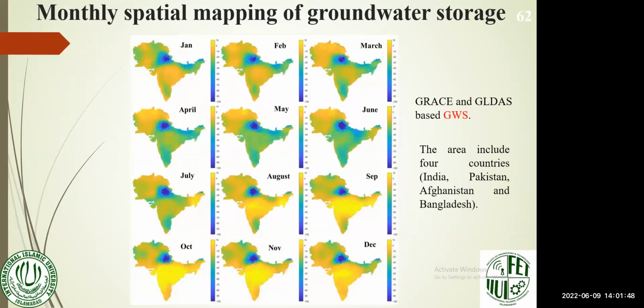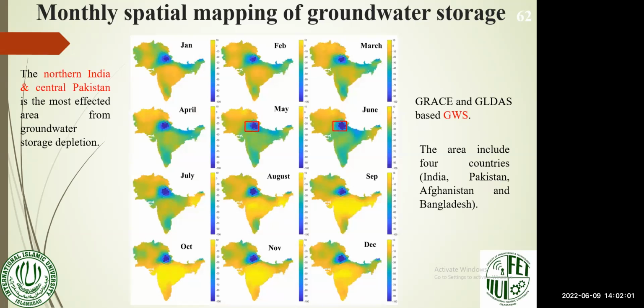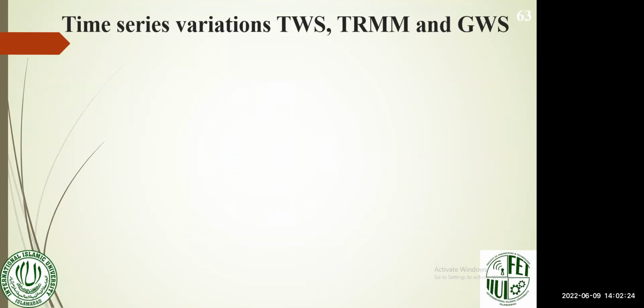Here we have some output from the spatial mapping of the groundwater storage. So we can see here the GRACE and GLDAS-based GWS for the area including India, Pakistan, Afghanistan, and Bangladesh. Here we have very high groundwater depletion in the area, which shows very clearly in the red boxes. And then we have some high storage recharge in the monsoon months, like we can see September, October, and November. Afterward, we have some storage.